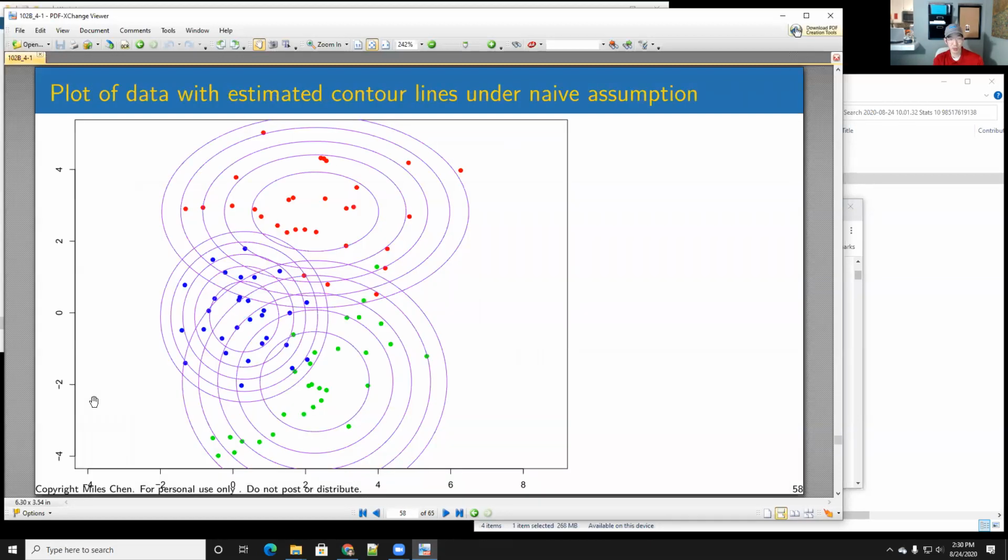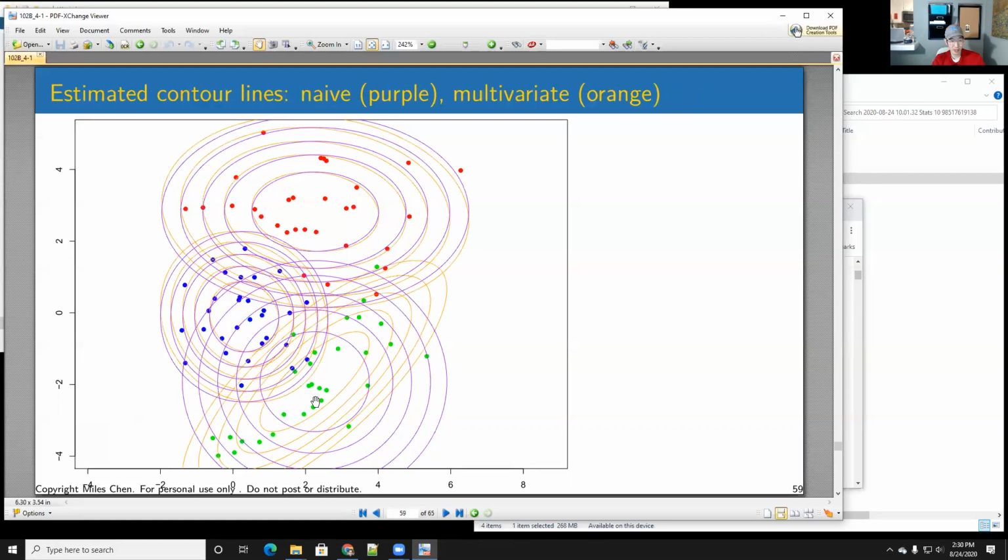And so this is what the contour lines of the estimated distribution will look like under the naive assumption. Okay. And so we can see that for the green cluster, this one ends up quite a bit wrong, okay? In that the green cluster actually has a lot of covariance, but we are assuming that there's no covariance here, okay? And so we get an ellipse that, you know, is not correct, okay?